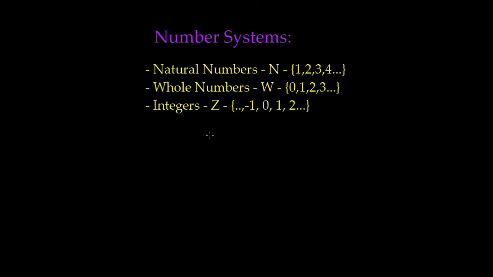Sometimes in the book, and in tests, you will see people denote things like this: Z plus, or Z negative, which basically means all positive integers and all negative integers. That's what it means.